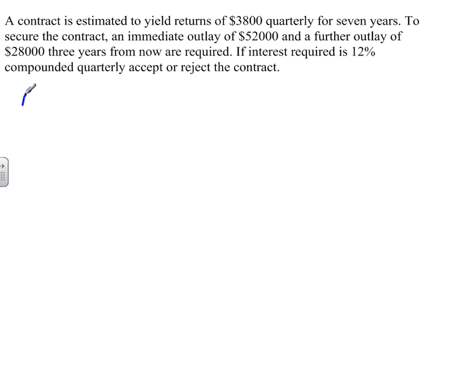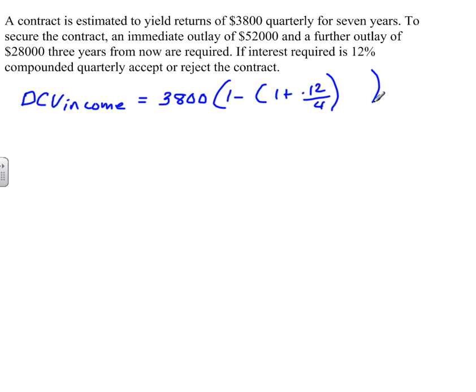What I'm going to do first is find the discounted cash value of the income. The income would be $3,800 quarterly, every quarter for 7 years. To find the present value of that, or discounted cash value, we'll take 3,800 and put it into the present value formula, which would be 1 minus (1 plus i) to the negative n over i, and in this case 0.12 compounded quarterly. And in 7 years of quarters, you'd have 28 payments or deposits of $3,800.